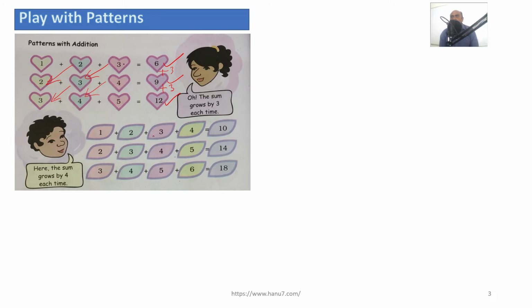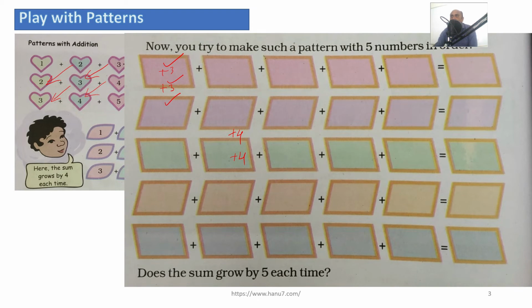Similarly, I am giving one more example. 1 2 3 4, 1 is removed, 2 3 4 5, 2 is removed, 3 4 5 6, and see the sum is getting incremented. How is it getting incremented? The sum is growing by 4 each time, plus 4 and then plus 4, and he is asking us to check whether the sum is getting incremented by 5.